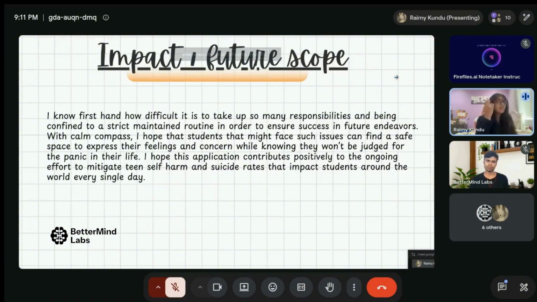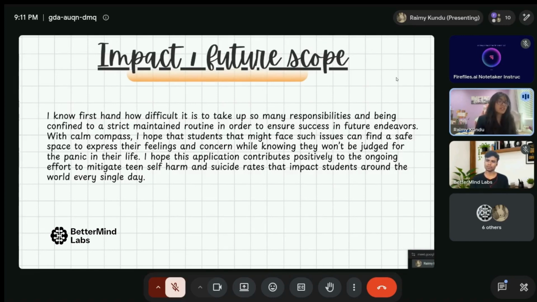So impact and future scope. So how do I know that this is going to be positive to this field and will actually impact people perhaps in the future? So as I stated before, I am a rising senior. I've gone through essentially 4 years of high school. I've met all sorts of students experiencing all sorts of stress levels. So I know firsthand how difficult it might be to take up so many responsibilities and being confined to a strict maintained routine in order to ensure success in future endeavors.